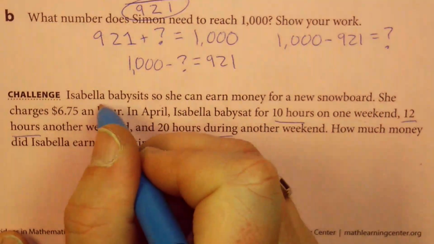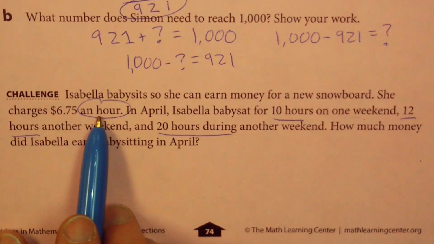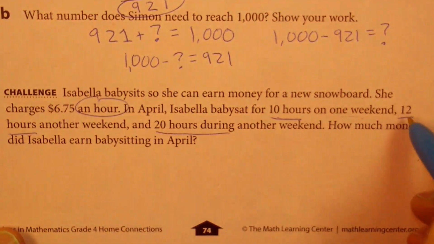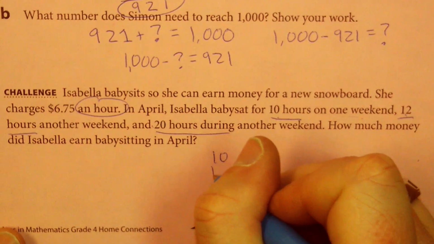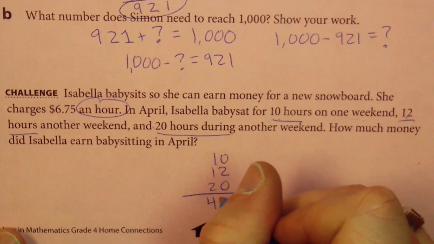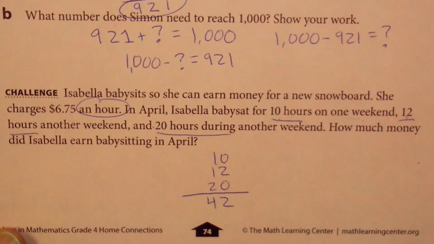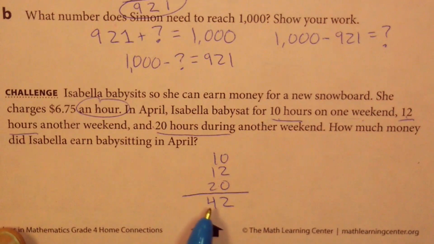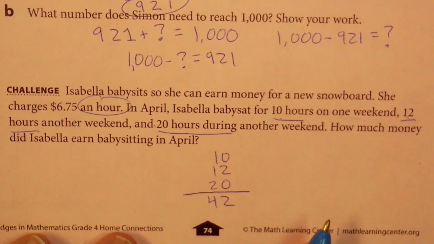Well, she gets paid by the hour, right? So we need to know how many hours she babysat before we can calculate the amount of money she gets. So let's do some adding. So it looks like I've got a 10, a 12, and a 20. 10, 12, 20. So that looks like 42. How am I going to get $6.75 an hour and 42 to combine? This is a challenge question, right?